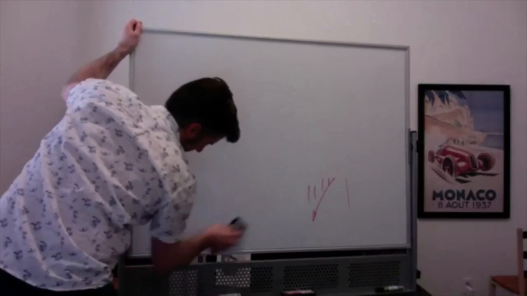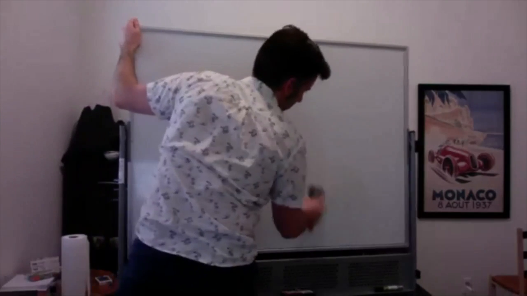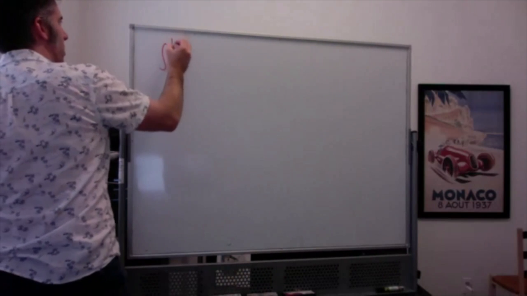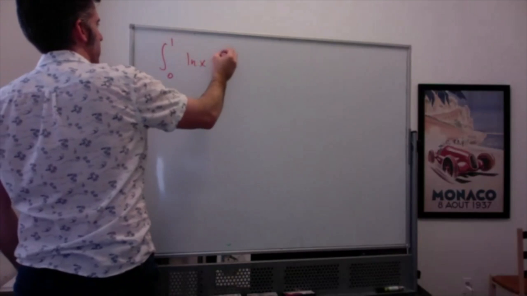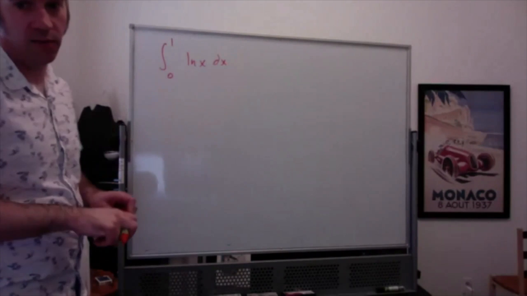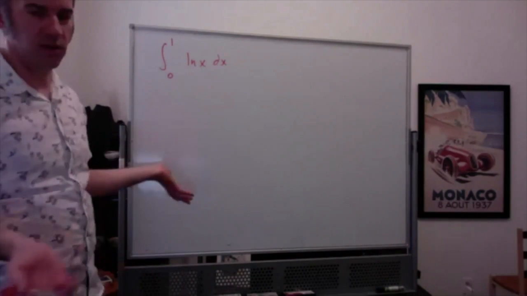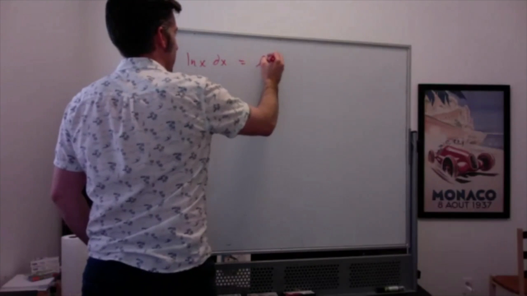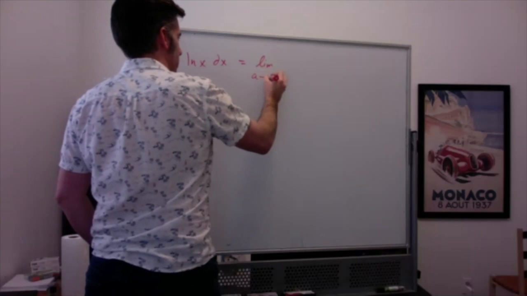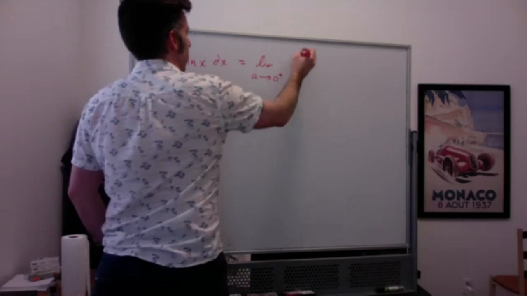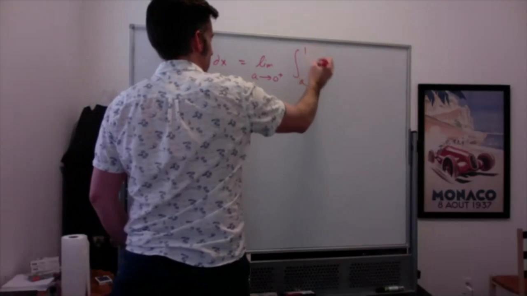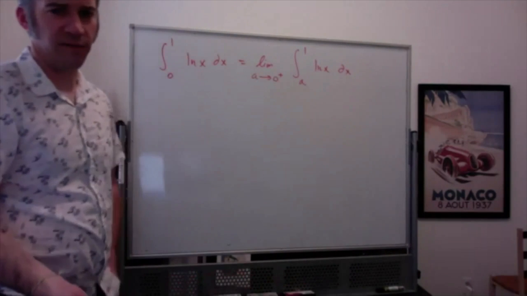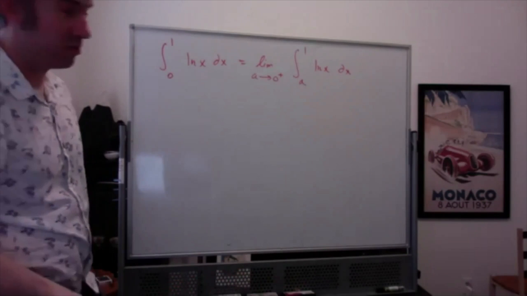So I am kind of interested to ask this question. What's the integral from 0 to 1 of the natural log of x? Okay, well, first of all, natural log of x is undefined at 0. So we need to rewrite this as the limit as a approaches 0 from the right of the integral from a to 1 of the natural log of x. This is actually going to turn out to be a somewhat complicated problem.